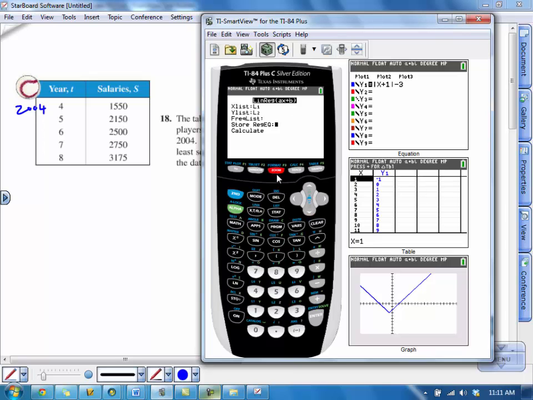alpha, trace, Y1, and then hitting calculate. Just so if I need to do any predictions later, that will help me with predicting a future value. It gives me the R value because I have my diagnostic turned on in the catalog. So second catalog diagnostic on will give you this R value, which is 0.989.